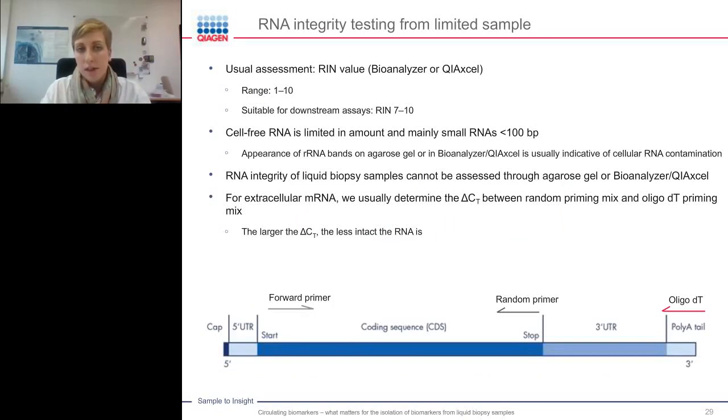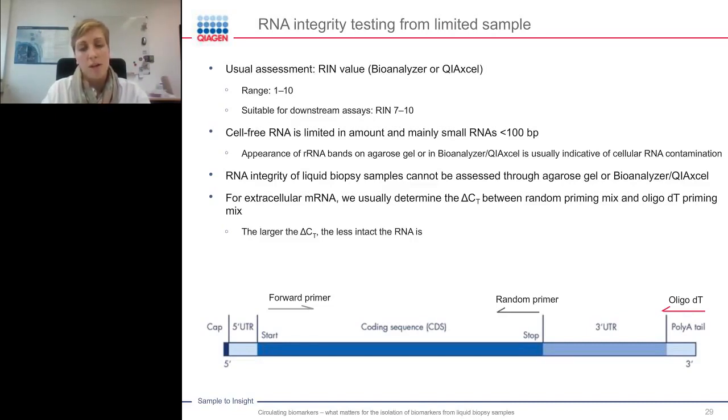RNA integrity is usually assessed through the RIN value, either through a Bioanalyzer or through the QIAxcel instrument from QIAGEN. However, also for limited samples like cell-free RNA, this measurement is usually not very trustworthy.